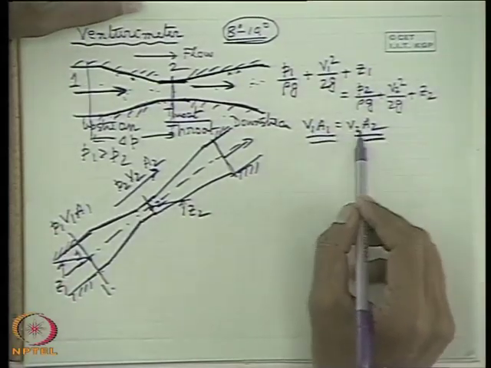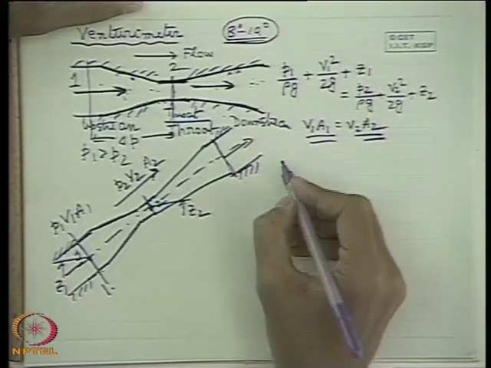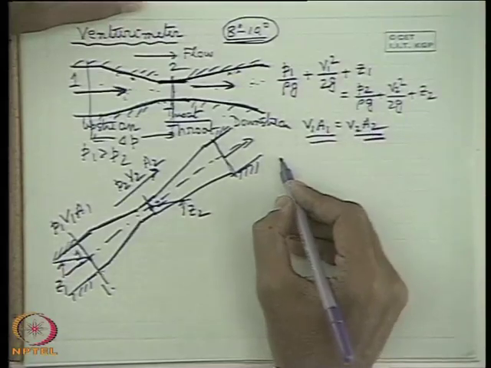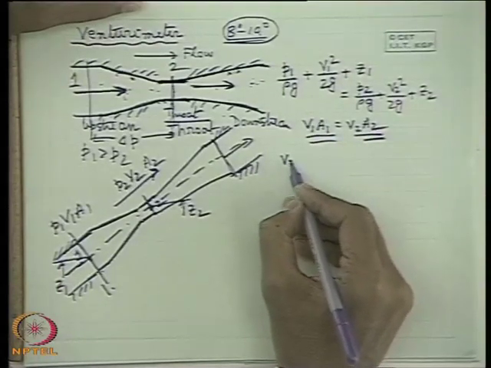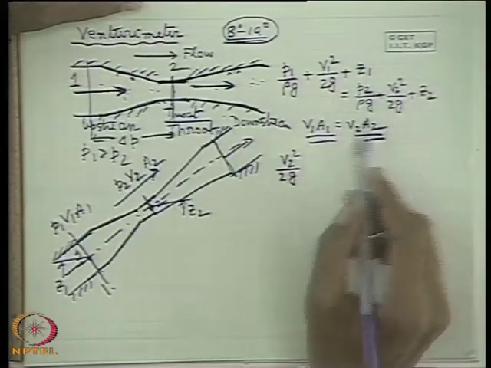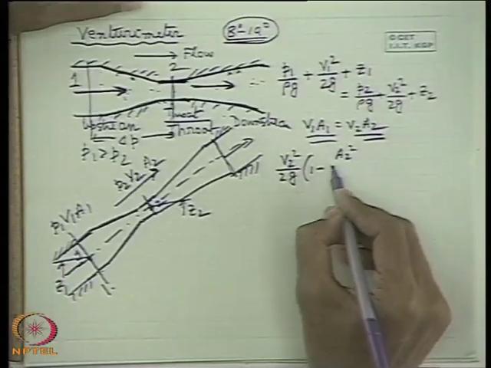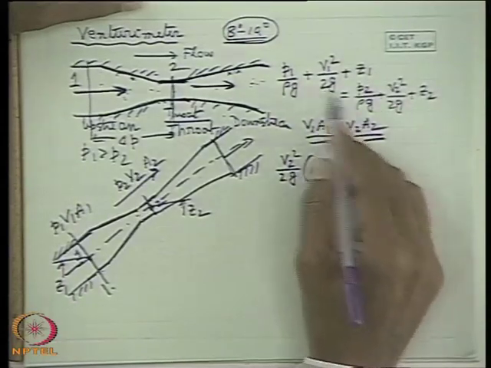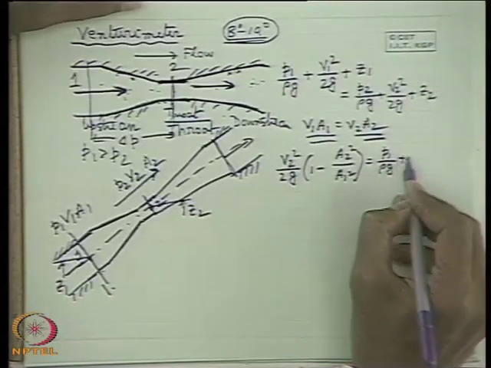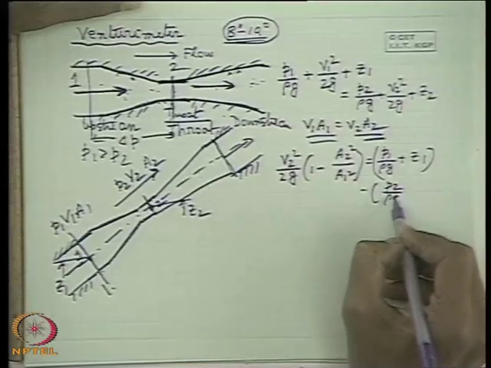Then if I eliminate V1, what will we get? V2 is V1 A1 by A2. That means we can write V1 is V2 A2 by A1. So therefore we can write V2 square by 2g times 1 minus A2 square by A1 square is equal to P1 by rho g plus Z1 minus P2 by rho g plus Z2.